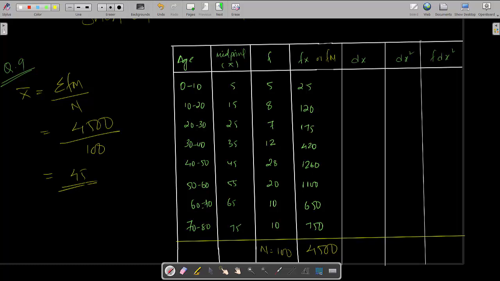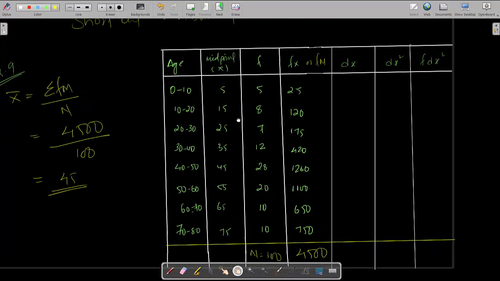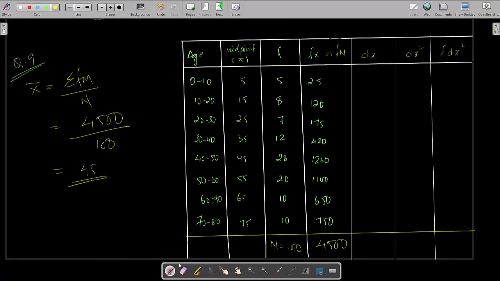Now let's find out the dx value. Forget about the mean here. We will be using this mean later on because we're also asked to find the coefficient of variation, and for that we'll need the mean, which is why we calculated it in the beginning. Now let's start solving. Since we are using the assumed mean method, we have to assume one mean from the midpoints. So let's take 45 as our assumed mean.